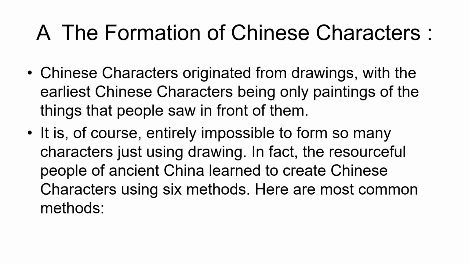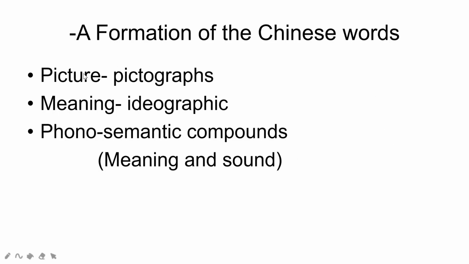But I'm not going to tell you all these 6 methods. Here are the common methods that I categorize into 3 parts. The first part is the picture, the pictograph. So some of the Chinese characters are created by the outlook or picture of the things you see. After that, the ideography, the words are created by the meaning. And lastly, the phonosemantic compounds, where the Chinese word is created by using the meaning and the sound.